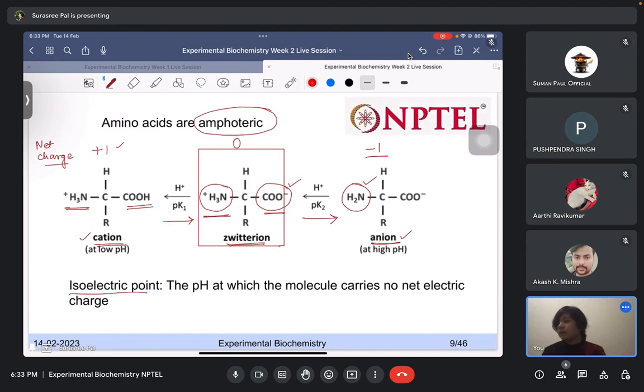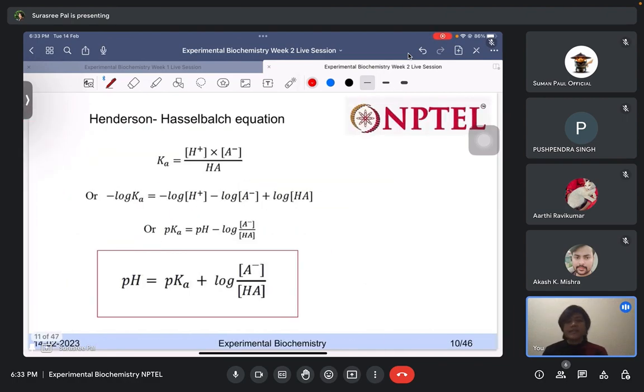Now the next thing, which we will not discuss here but will just revisit, is the Henderson-Hasselbalch equation. Why are we revisiting this? Because we will need the Henderson-Hasselbalch equation to calculate the isoelectric point of amino acids, right? This is something we had discussed in the previous session, last week. And if anybody wants the video of the previous session, you can find it on the course website under the problem solving session tab.